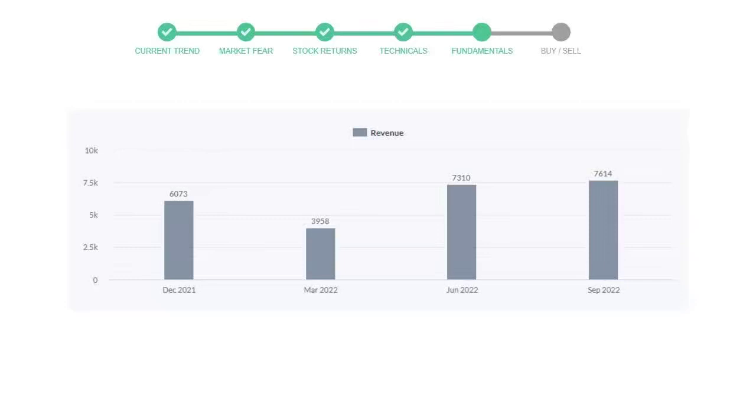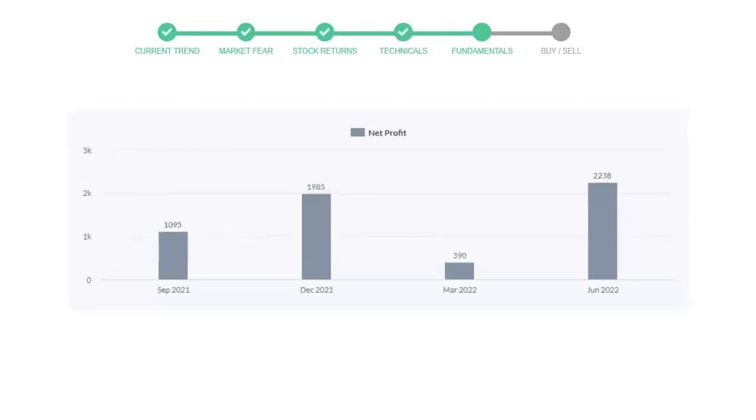Now let's see the profitability of EOG Resources. In the quarter June 22, the profits were $390 million. And in the recent quarter, September 22, the profits changed to $22.38 million.